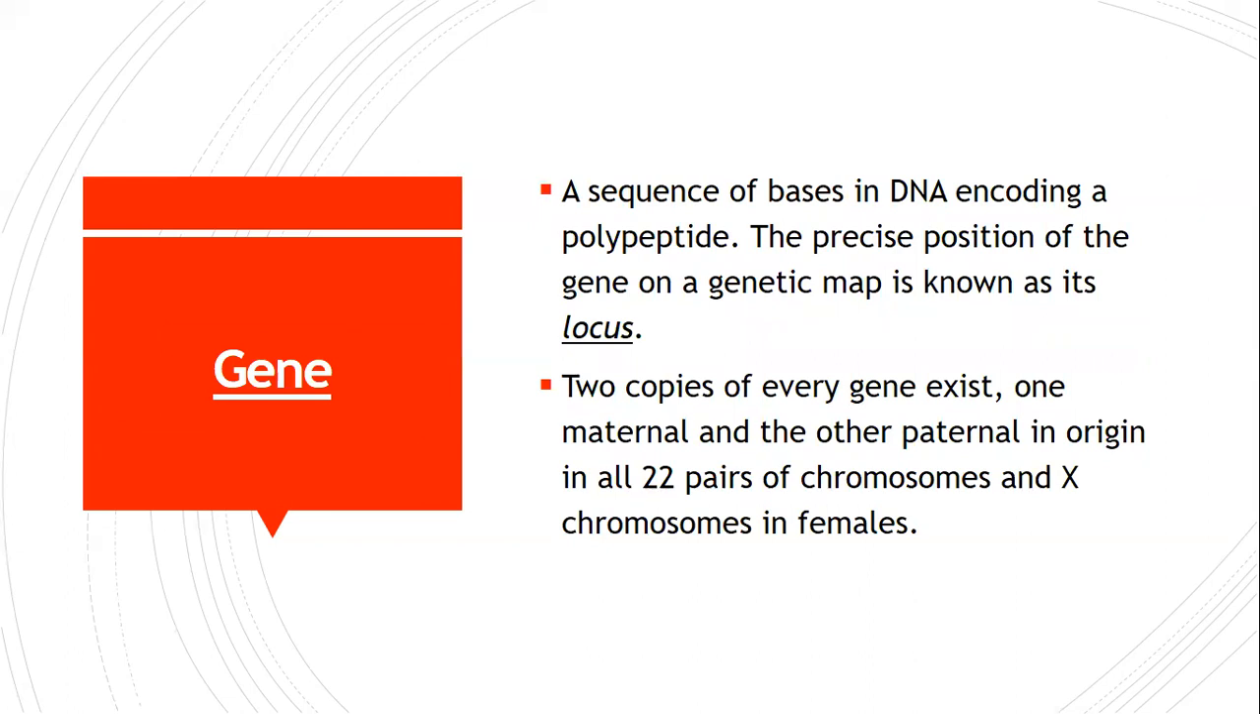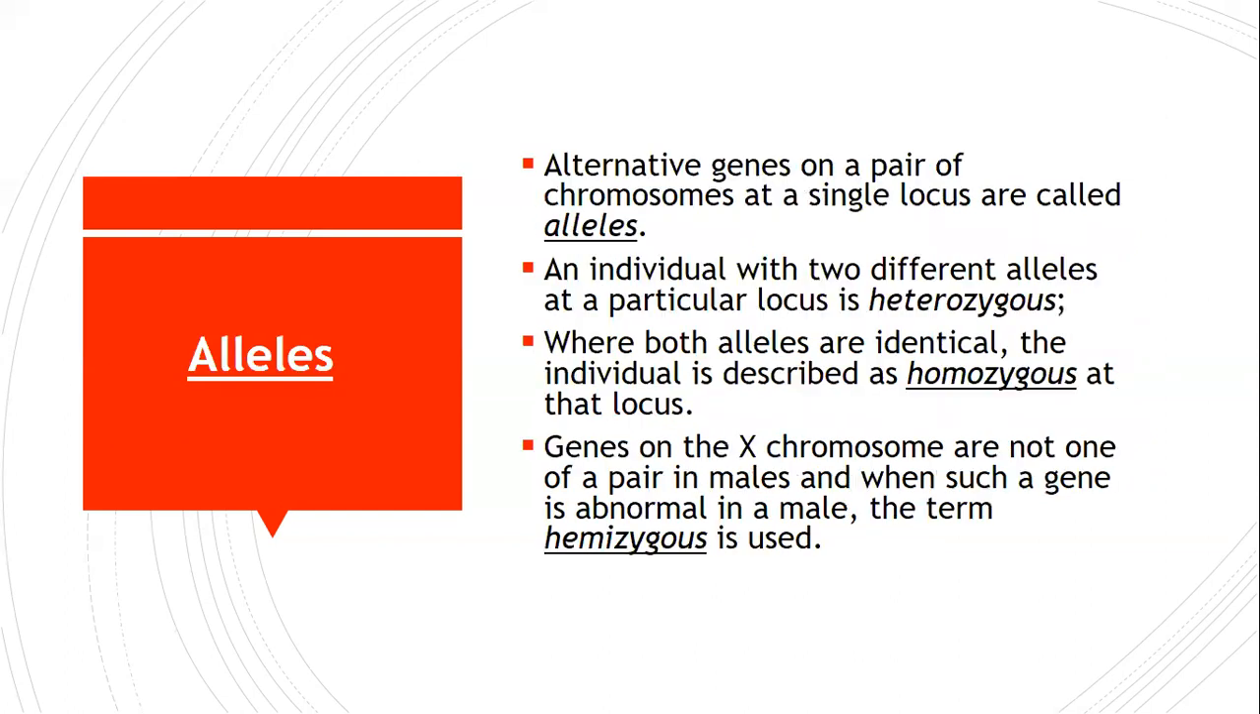Then gene. What is a gene? A gene is a sequence of bases in DNA encoding a polypeptide. The precise position of the gene on a genetic map is called its locus. Two copies of every gene exist in a human. One is a maternal copy and the other is a paternal copy, in all 22 pairs of chromosomes, and in both the X chromosomes in a female. This does not apply to males because the sex chromosomes in a male are X and Y, which are dissimilar chromosomes.